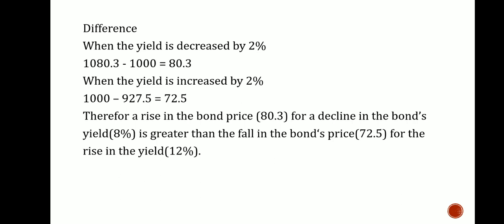Here, even though the yield is changed only by 2%, the decline resulted in higher variation than an increase. It is all about theorem 5. Thank you.